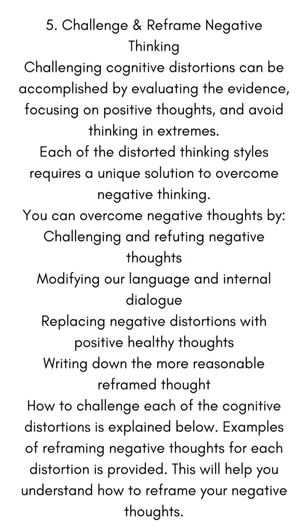5. Challenge and reframe negative thinking. Challenging cognitive distortions can be accomplished by evaluating the evidence, focusing on positive thoughts, and avoiding thinking in extremes. Each of the distorted thinking styles requires a unique solution to overcome negative thinking. You can overcome negative thoughts by challenging and refuting negative thoughts, modifying our language and internal dialogue, replacing negative distortions with positive healthy thoughts, and writing down the more reasonable reframed thought. How to challenge each of the cognitive distortions is explained before. Examples of reframing negative thoughts for each distortion are provided. This will help you understand how to reframe your negative thoughts.